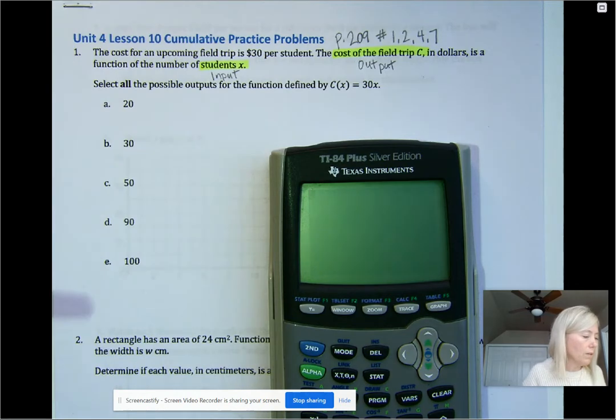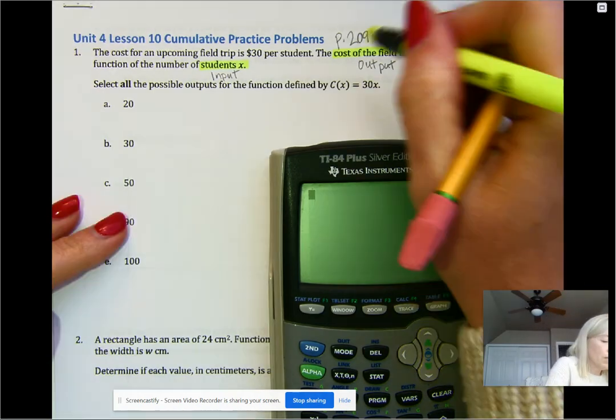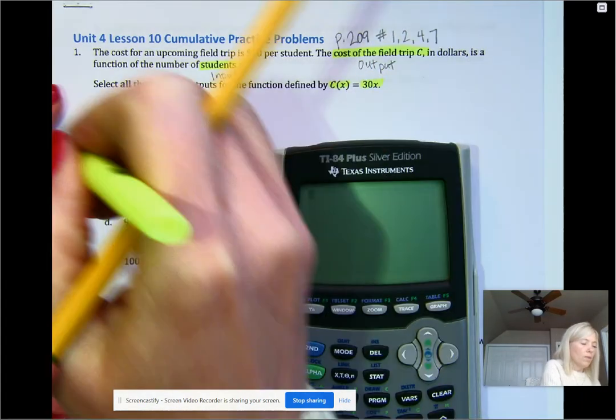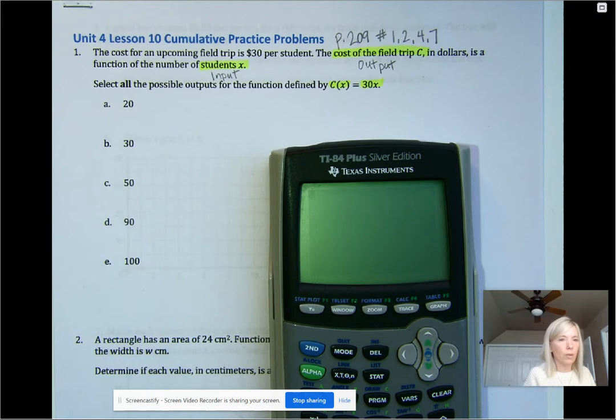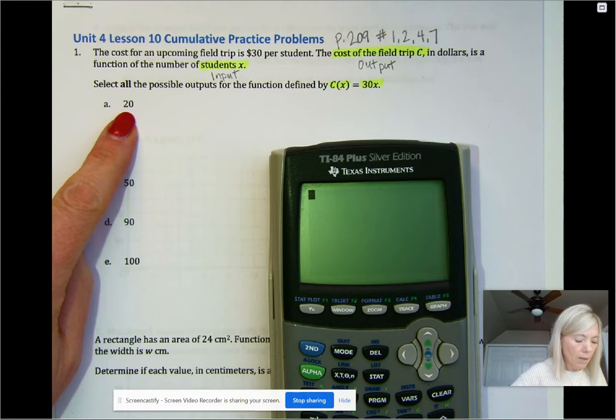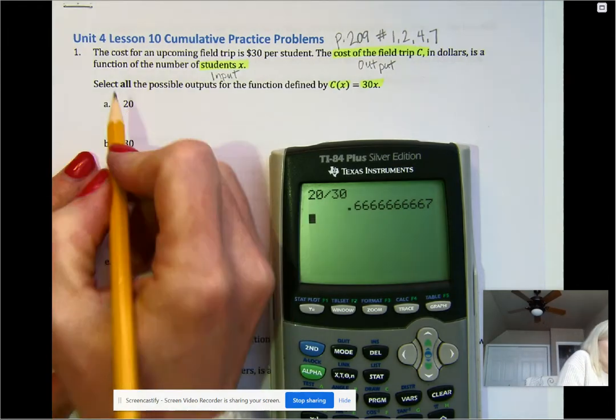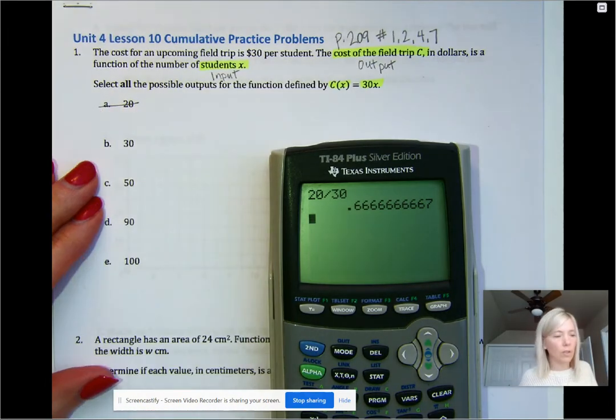And so it says to select all the possible outputs for the function defined by C of X equals 30X. So the cost is going to be equal to 30 times each student. So the question is, are these possible costs of the field trip? So if the cost were equal to 20, and every student costs $30, 20 divided by 30 is not a whole number. It's actually not even equal to 1. So there's no way this could be the total cost if each student costs $30.